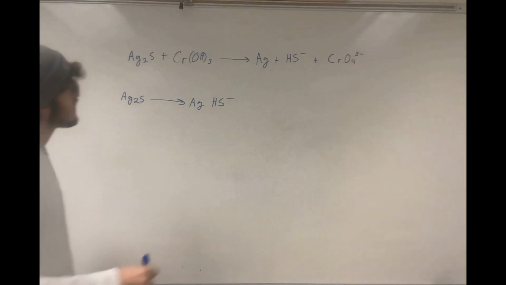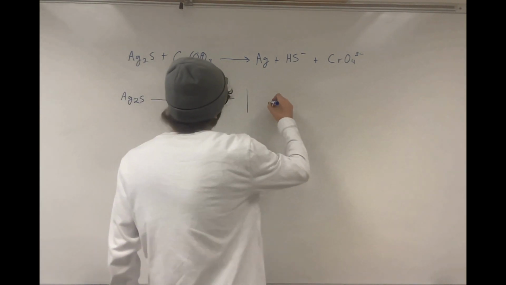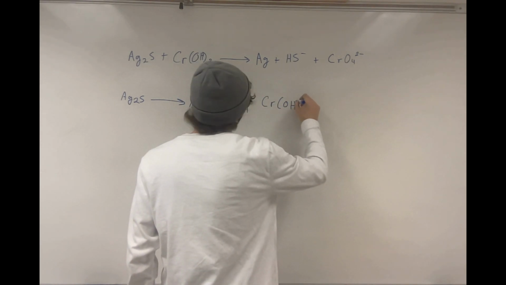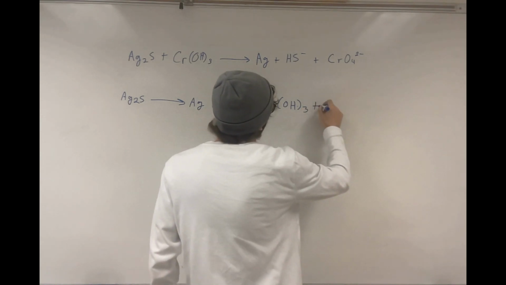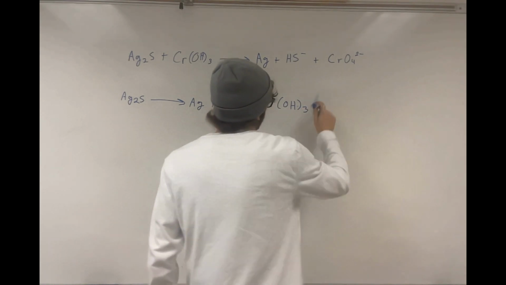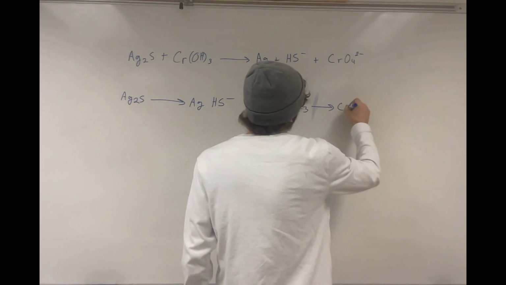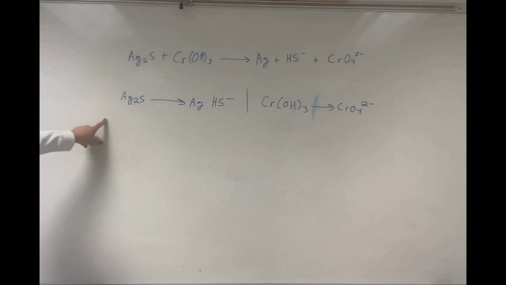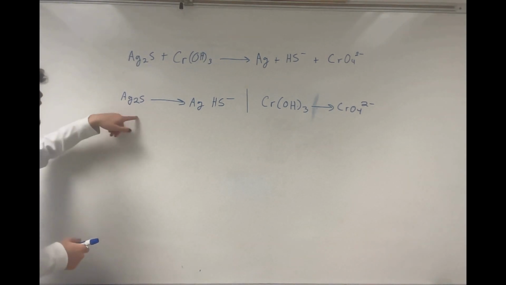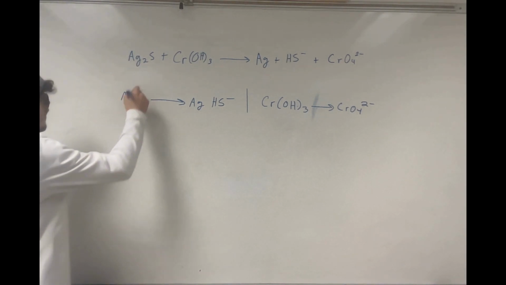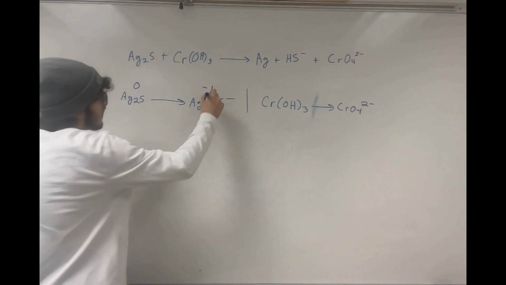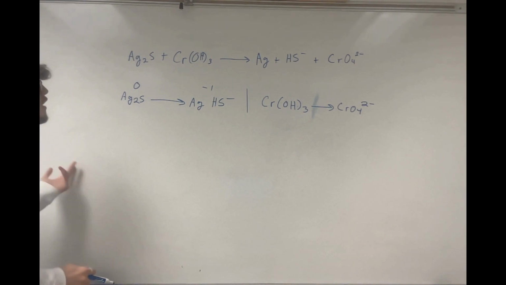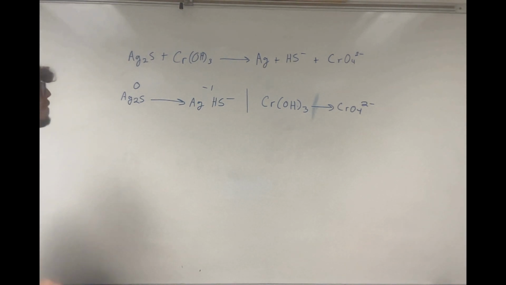Okay, and then this side here is going to be chromium hydroxide. And that's going to react to make chromium tetroxide. So notice for our silver sulfide going into this reaction, we go from 0 to -1 in our overall charge, right? That's not good. This is unbalanced, so how can we go ahead and balance it?